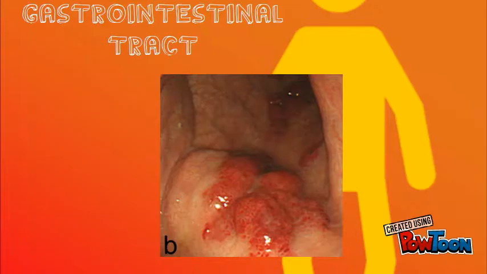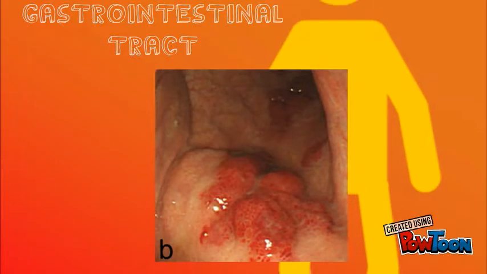Bleeding from the lesions in the stomach and intestines can be so slow that the blood isn't visible in the stool, but over time the blood loss can lead to low red blood cell count, which is anemia. This can cause symptoms like fatigue and shortness of breath.